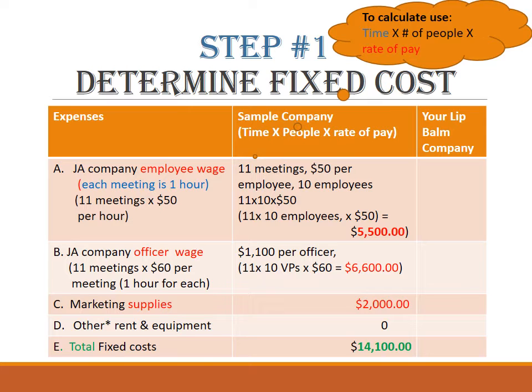B row. It's 11 hours multiplied by 10 VPs, at $60 per VP. Now, $60 per VP means that the total cost is going to be $6,600. And then the marketing supplies is $2,000. Remember, marketing supplies, or marketing expenses, whether it's expenses or supply, are those expenses that are not going to be changing, because they are related to marketing. All of those will be added to give you a total of $14,100.